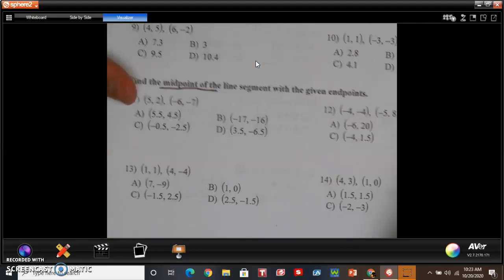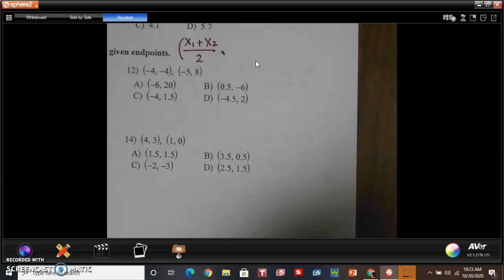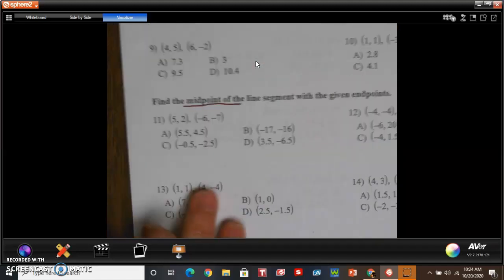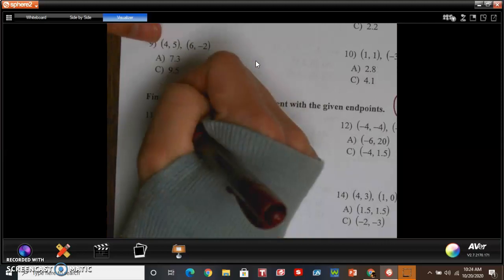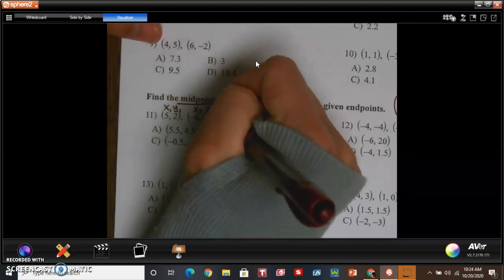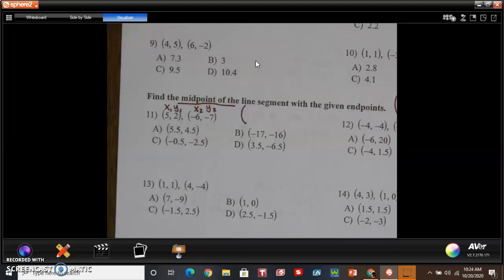All right, here we go. Midpoint formula. Just a reminder, the midpoint formula is (x1 plus x2) divided by 2, comma, (y1 plus y2) divided by 2. Again, it's all about identifying your parts. So here we go. We have x1, y1, x2, y2, and we're going to plug it into our formula.